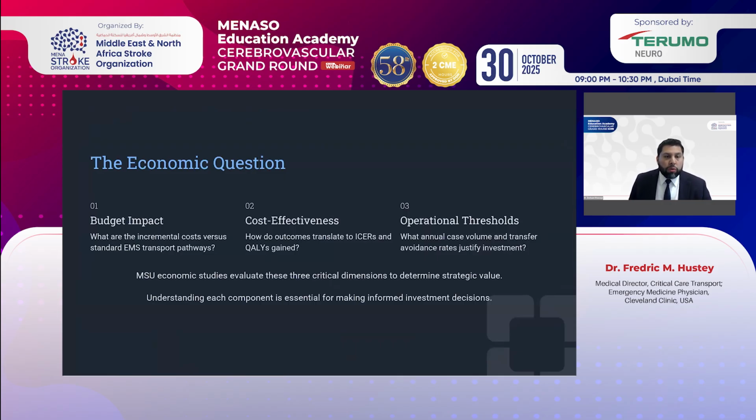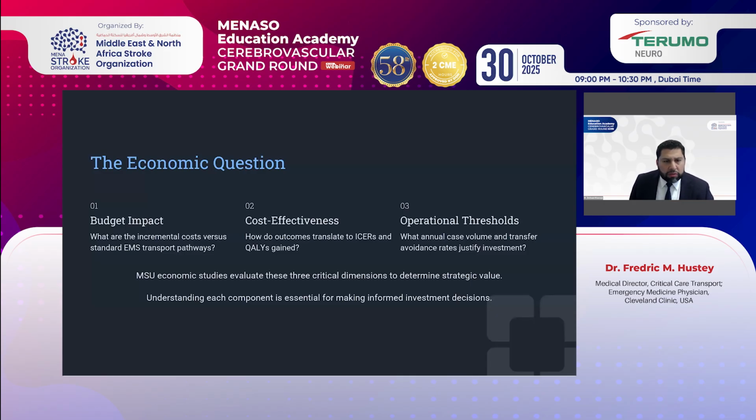We all know from what we've heard from Dr. Hussain's presentation and the video before that it works, that we can get to patients, we can treat them on their driveways, at their homes, and see significant clinical benefits. But how does that translate to an incremental cost effectiveness ratio and QALYs? And then lastly, from an operational threshold, what communities or geographic locations will benefit most from having a mobile stroke unit?